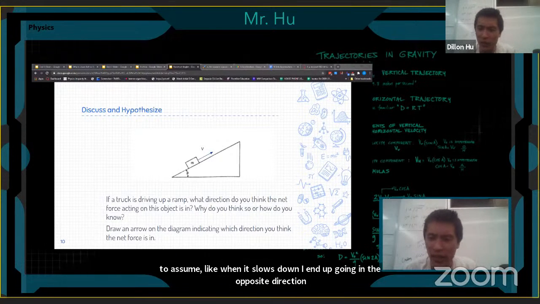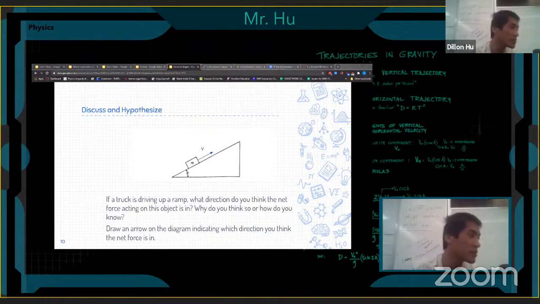We have another idea that there's vertical arrows to earth and the other arrows are parallel to the ramp. That is interesting as well. Those are all some excellent ideas. So let's take a look and analyze this. Which direction is the net force in?